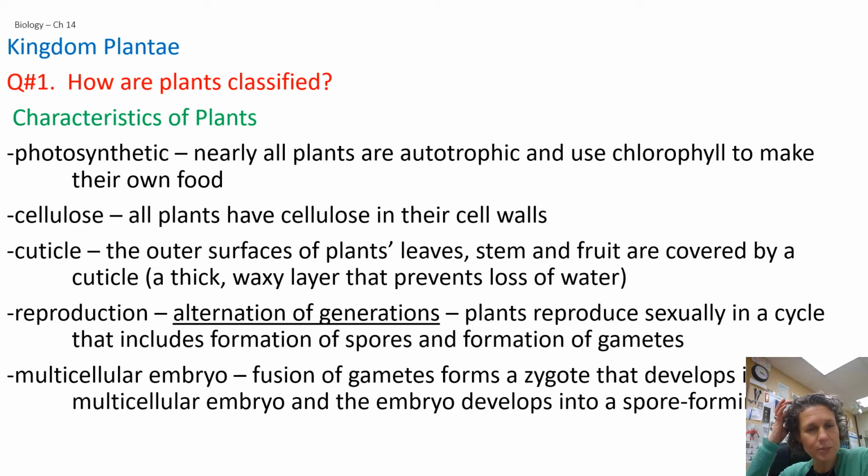Cellulose, again, we've mentioned multiple times. One of the components of plants' cell walls is cellulose, and it is kind of the crunch in the stems of different things, or in the vegetables that hopefully you are eating. The cellulose is that crunchy part.